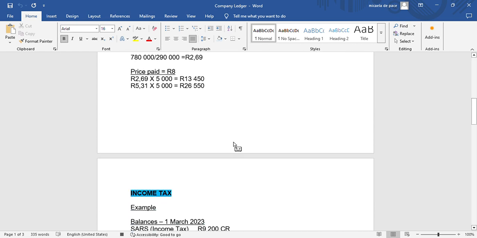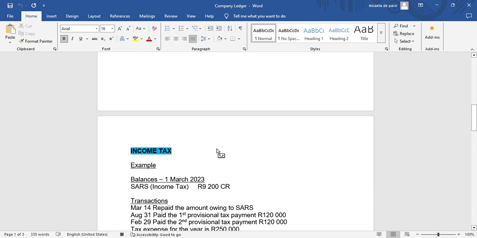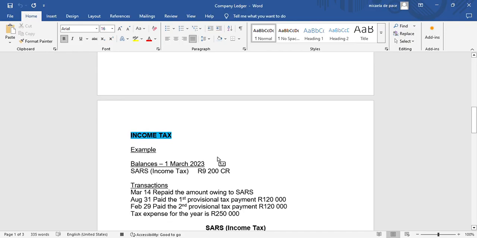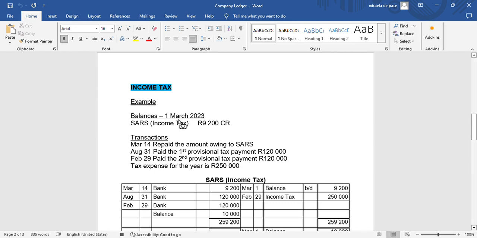Okay, the next thing we're going to look at is income tax. The company is regarded as a person in the eyes of the law, and therefore when it makes profit, it has to pay tax on that profit. The company is required to pay provisional tax. So in other words, they have to pay tax twice a year in advance, and they base that on the expected profit.